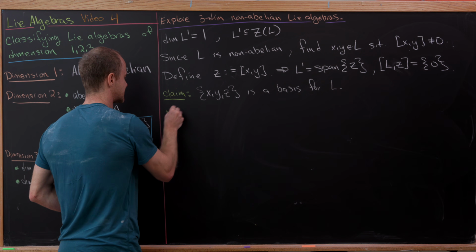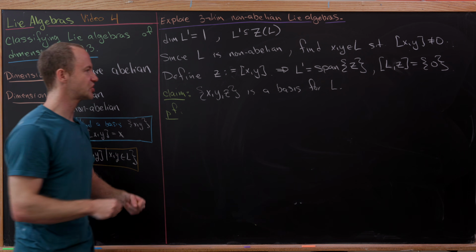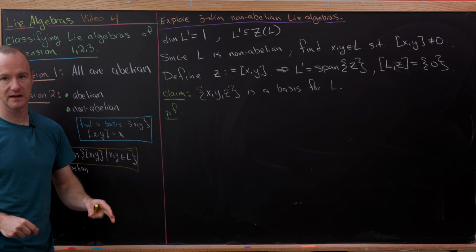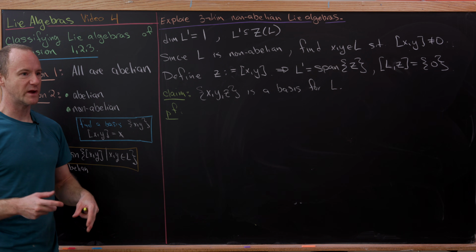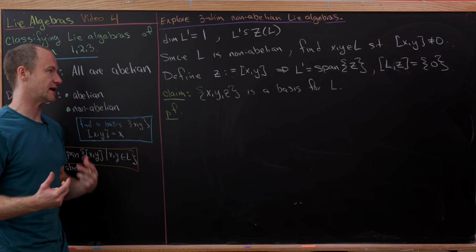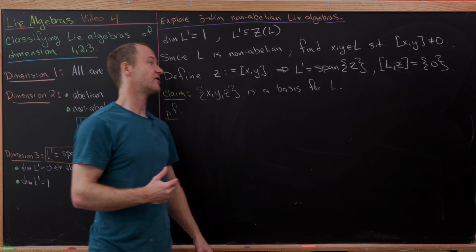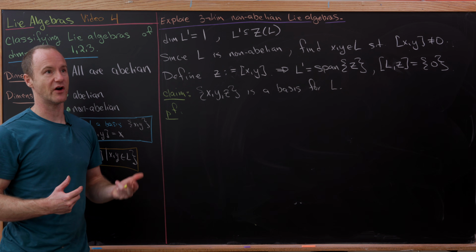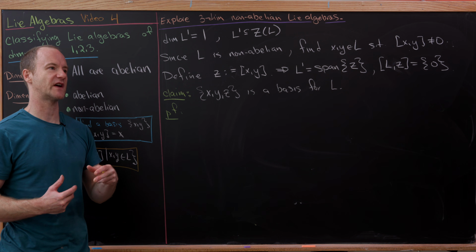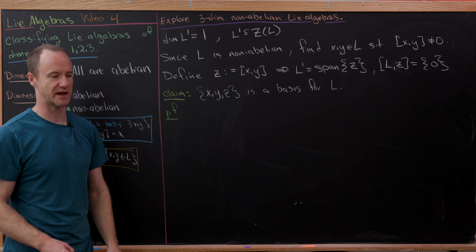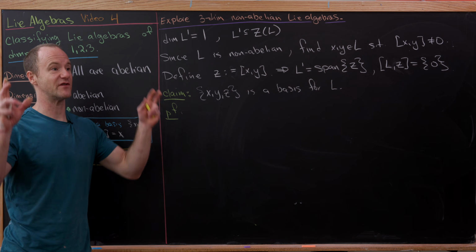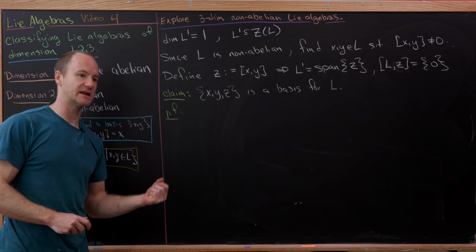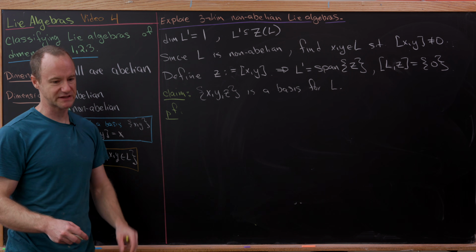Okay, so let's see how this might go. We're just going to show that it's linearly independent. In other words, this set is linearly independent, and then we get the spanning property for free. That's because L is three-dimensional. If this is linearly independent, we have a three-dimensional subspace of a three-dimensional vector space, meaning that it's the whole vector space. So let's recall, if we have the correct number of vectors, then linear independence and spanning are equivalent. And that's what we're using here.